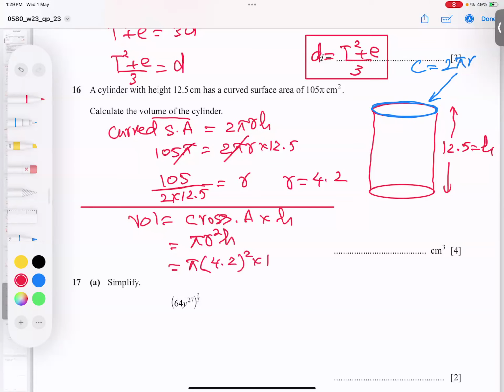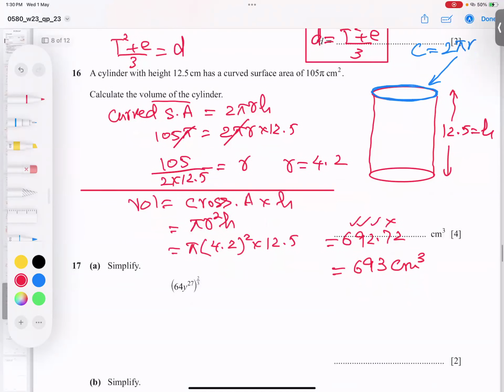And height is what? 12.5. So if I type in calculator, students, pi times 4.2 squared into 12.5, my answer is coming 692.72. I don't want that, so 693 centimeter cubed. So I think the point is very clear. And let's go for the next question.